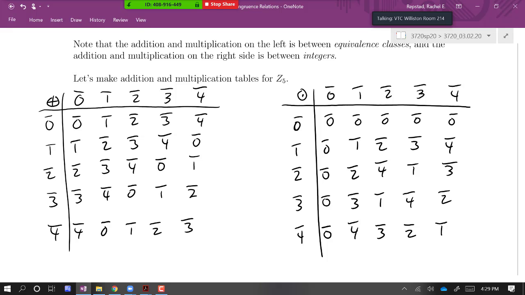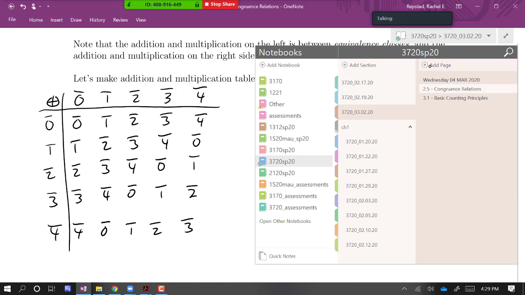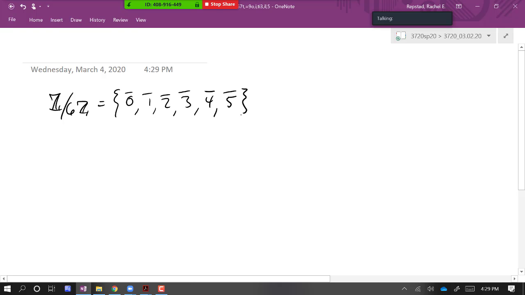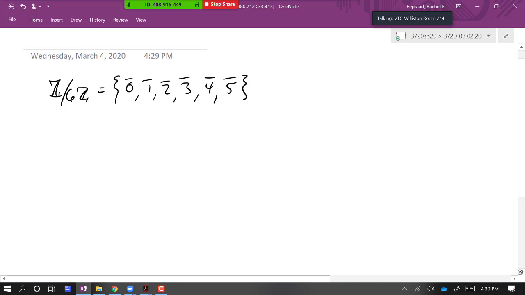If we made this for, I'm going to do an extra. This is at no extra charge. Let's do this for Z6, Z mod 6Z. Right, so this is 0, 1, 2. And we'll do just the times table.